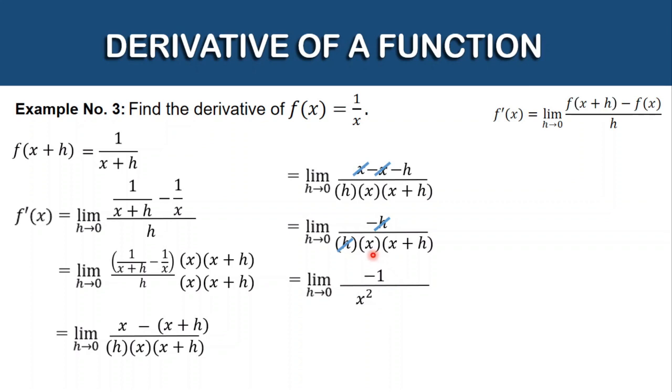So, dinistribute natin yung x dun sa nasa loob ng parenthesis. So, x times x is x squared. Then, x times h is xh. And at this point, pwede na nating i-evaluate ang ating limit. So, as h approaches 0, substitute natin yung 0 sa h natin. So, negative 1 over x squared plus x times 0. So, ito mawawala nito. So, our answer here is negative 1 over x squared. This is the first derivative of our function.